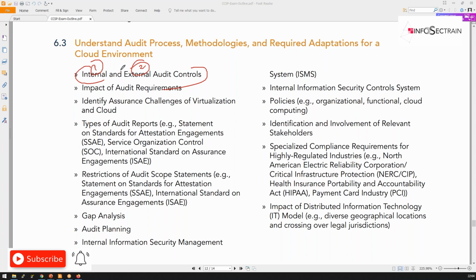External. Why? Because internal is basically for quality improvement purposes, and external is done by a third party, which will increase the trust of the customers. We have to follow all these things. They're very, very important.